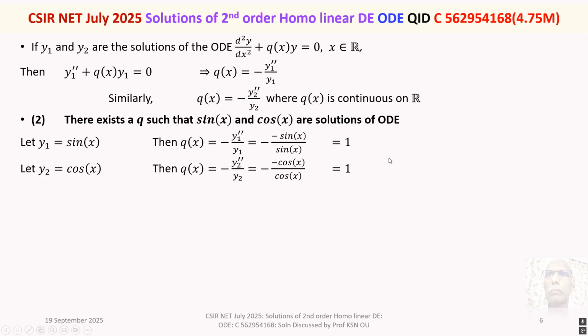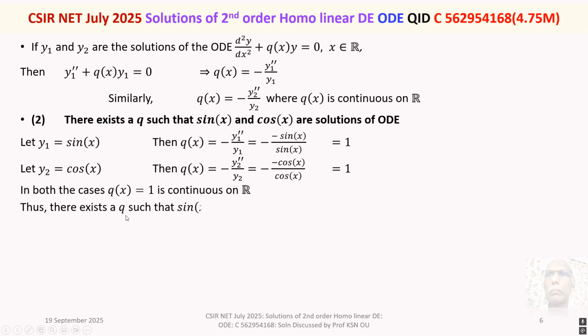Therefore, there exists a continuous function q such that sin x and cos x are solutions of the ODE. Therefore, option 2: in both the cases, q of x is 1, which is continuous on R. Therefore, there exists a continuous function q such that sin x and cos x are solutions of the ODE. Thus, option 2 is true. And we have to find out those options which are false. Okay, we continue in the next slide.